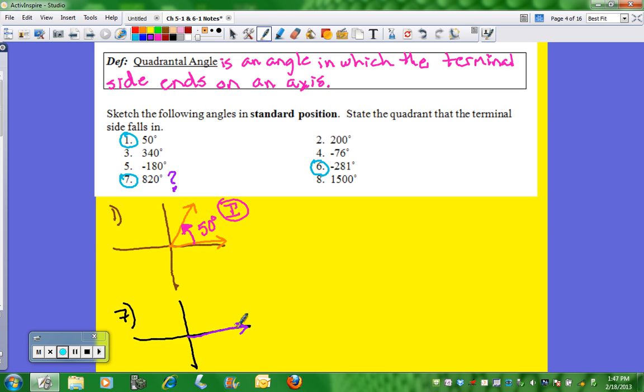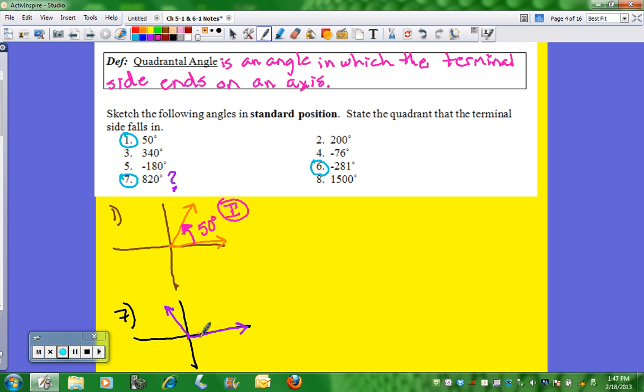So I had to subtract 360 twice, which means I got to rotate around twice, and I'm going to end with 100 degrees. 100 degrees would fall over here. Here's 90. 100 is going to be, maybe right there, right? So that's about where 100 would fall, but we have to mark that we had to rotate that many times.